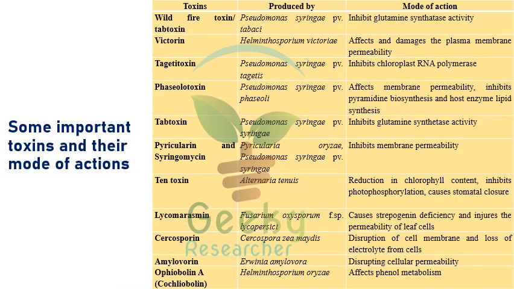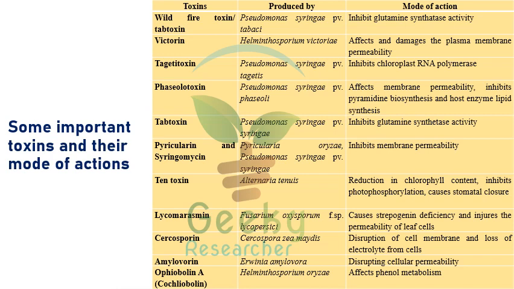So coming to some important toxins and their modes of action. Before that, we have seen some fungicides and their modes of action in the applied plant pathology section. Now we will see some important toxins and their mode of action. Wildfire toxin or tab toxin, which is produced by Pseudomonas syringae pathovar tabaci, inhibits glutamine synthetase activity.